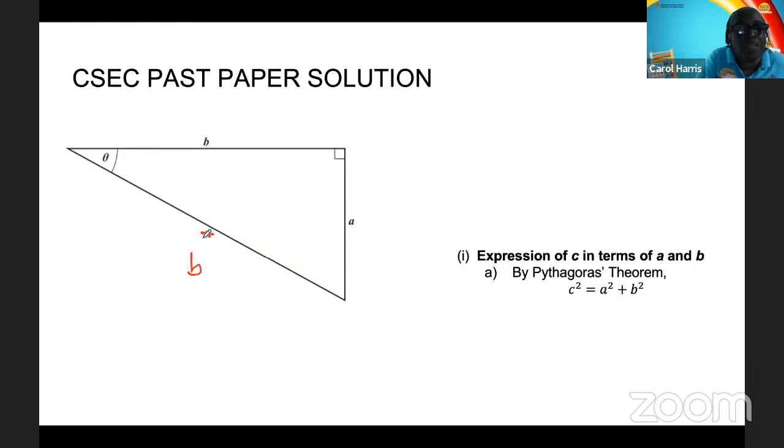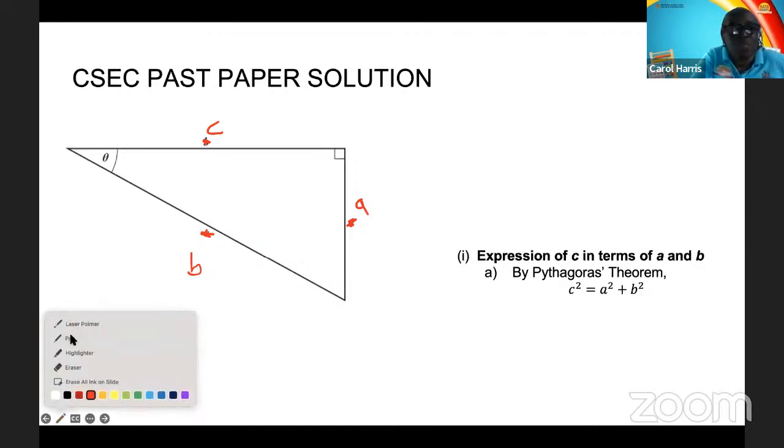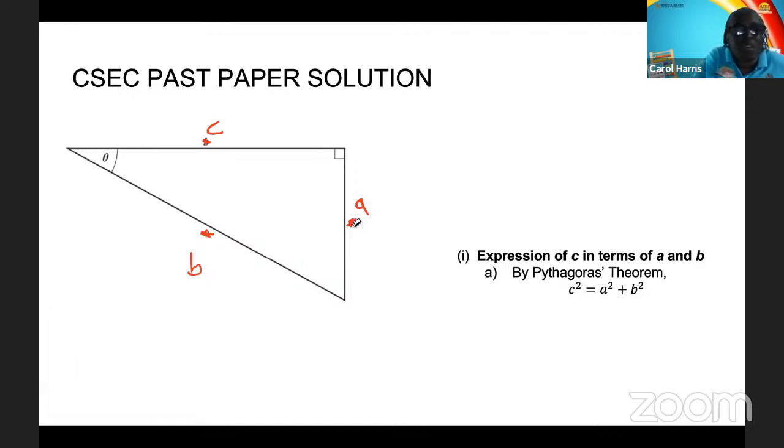And the other leg be C. Now keep the A, but let the other one be C. Let the B be C. And keep the A. All right, students, suppose that said to me, write the relationship between A, B, and C. What would you say? What's the relationship between the lengths of A, B, and C? What would you say?